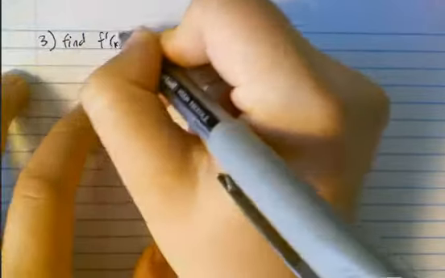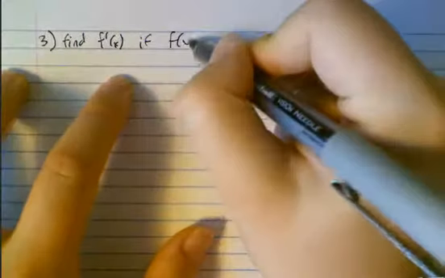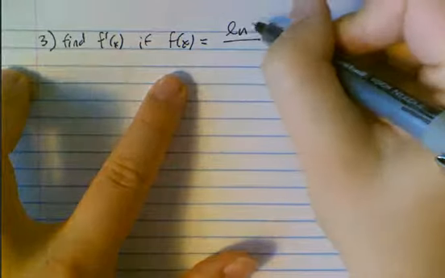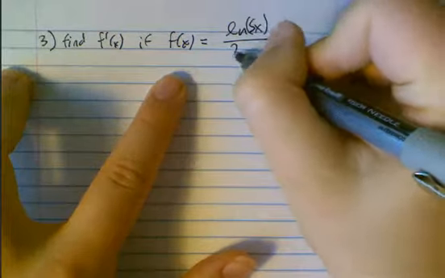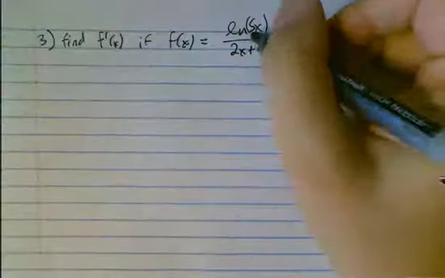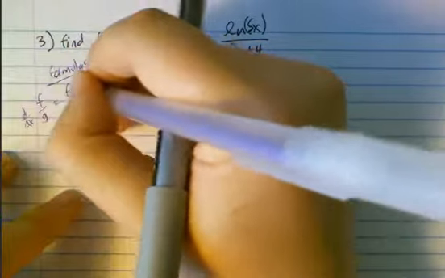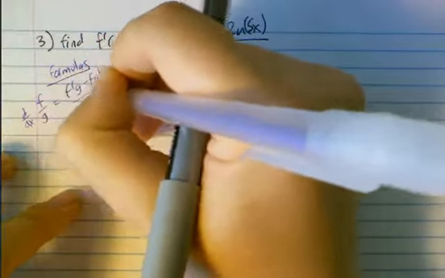Let's do another example involving the quotient rule. Find f prime of x if f of x equals the natural log of x. Actually, let's make that the natural log of 5x over 2x plus 4. Now we can pretty clearly see that two things are being divided, so for our formulas, we're going to have the quotient rule, f prime g minus f g prime over g squared, right like that.